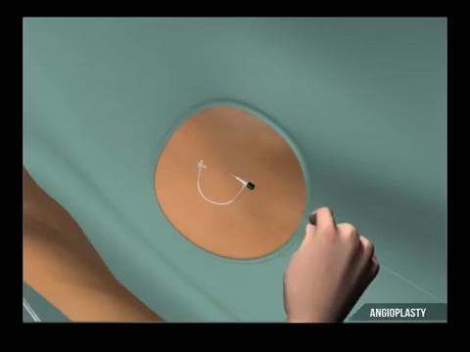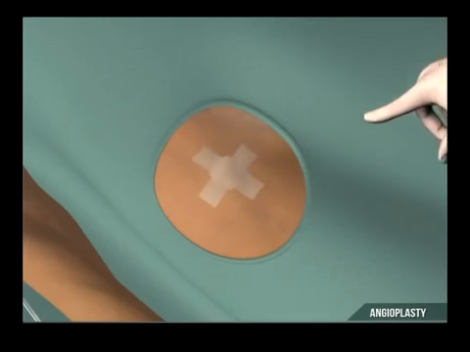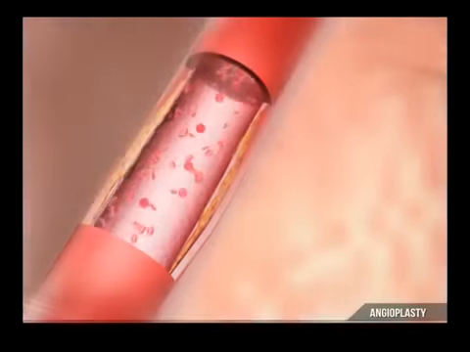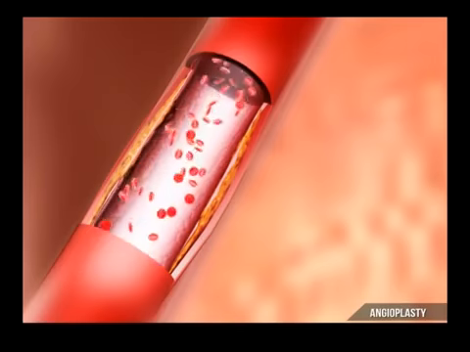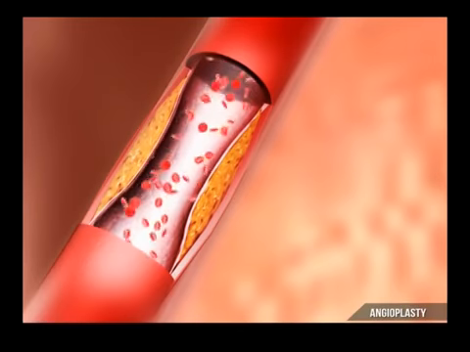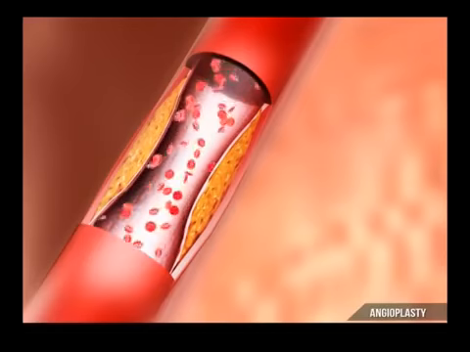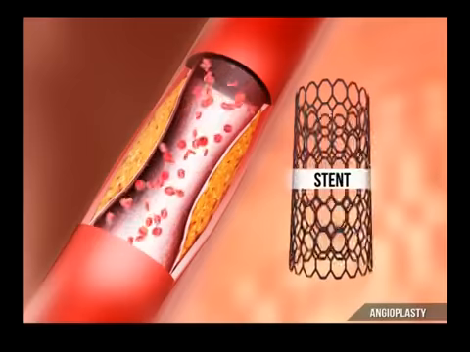When the catheter is removed after the procedure, pressure is applied at the site of the catheter insertion to ensure there is no bleeding. After the angioplasty, there is a risk that an artery will become blocked or narrow again at the same site. In order to keep the blood vessels open, doctors use a device called a stent.